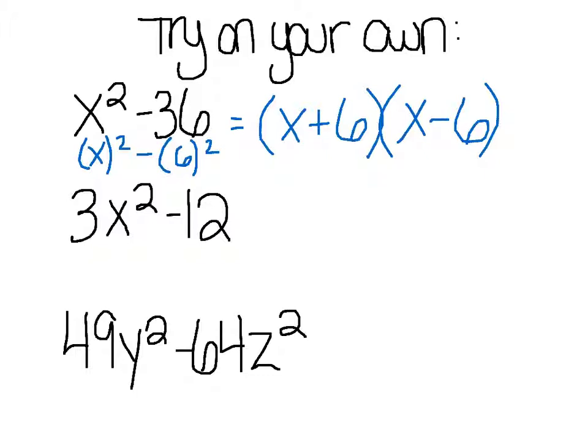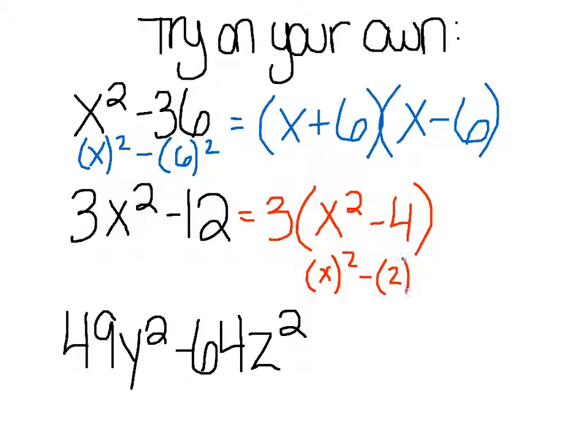The next one, we have 3x squared minus 12. Well, 3 is not a perfect square, nor is 12. However, hopefully you noticed that there was a GCF of 3. If we divide each term by 3, because we've taken it on the outside, we're left with x squared minus 4. Well, can x squared minus 4 be factored further? Yes, it can, because we have x squared minus 2 squared. So my final answer is 3 times x plus 2, x minus 2.